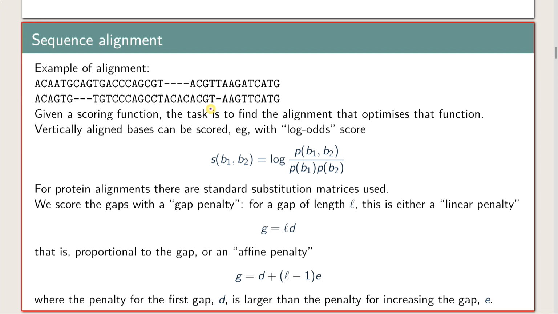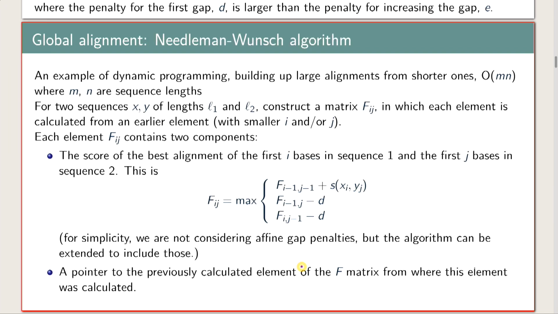You could also have an affine penalty where E is a bit smaller than d, and the logic is that it's expensive to introduce a gap, but once a gap exists, it is not that expensive to extend it further. So this is the Needleman-Wunsch algorithm that does this.